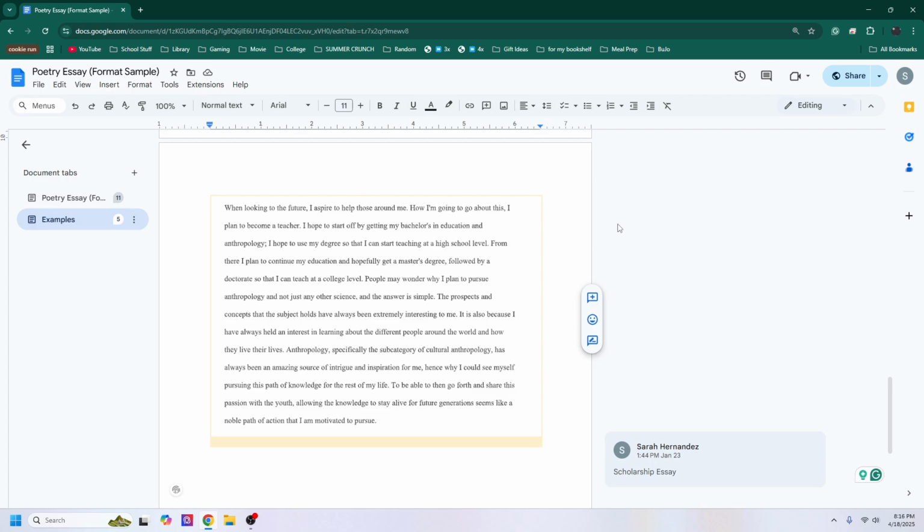Great. I love that. So he's telling us what he plans to do, but then he says, people may wonder why I plan to pursue anthropology and not just any other science, and the answer is simple. He doesn't tell us the answer in that sentence. He doesn't really need that sentence at all. He could just say, I plan to pursue anthropology because the prospects and concepts the subject holds have always been extremely interesting to me.